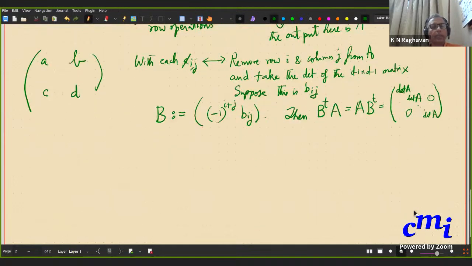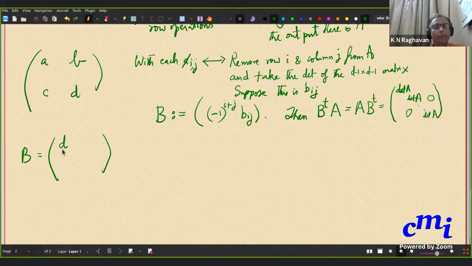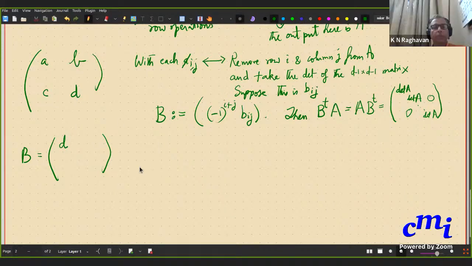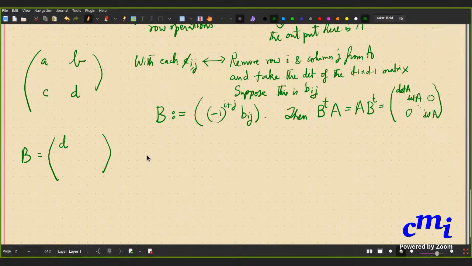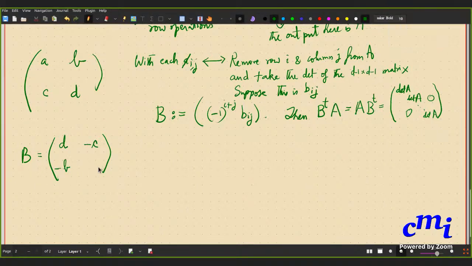Let's do this in this example. So what is B here? Can somebody tell me? I remove this column, this row, take the determinant, it's D, and minus 1 to the power 1 plus 1, so this is D here. For B, what do I get? Can somebody please tell me? Minus C. Very good. In place of C, what do I get? Minus B. And in place of D? It's A. Right.